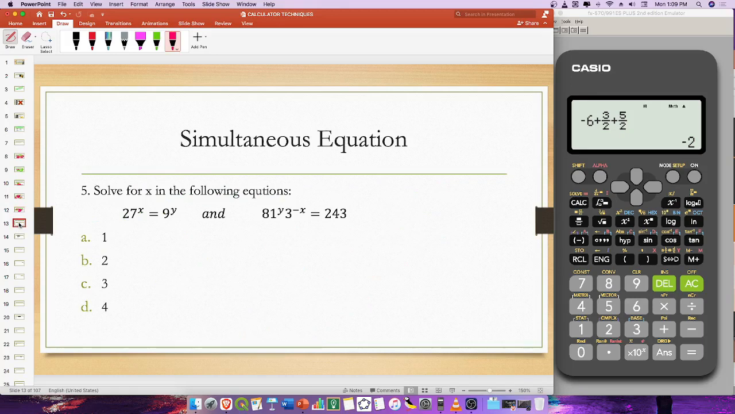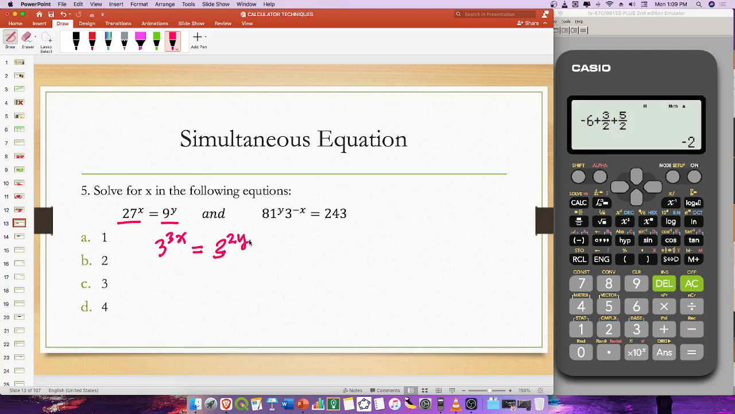Let's have this problem. This problem will be easier if we convert all of this equation into the same equation of the same base. For example, 27 raised to x equals 9 raised to y, we can convert this to 3 raised to 3, that's 27, raised to x. This will be equal to 3 raised to 2, that's 9, raised to y.